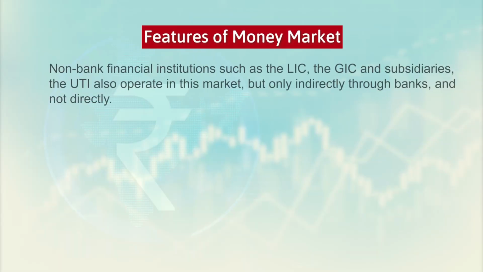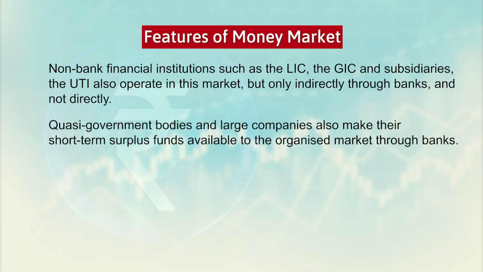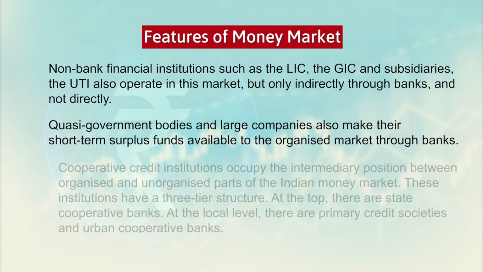Non-banking financial institutions such as the Life Insurance Corporation, the General Insurance Corporation and its subsidiaries, the Unit Trust of India, all those used to operate in this market, but only indirectly through banks. They were not able to operate directly. Quasi-government bodies and large companies also make their short-term surplus funds available to the organized market through banks.